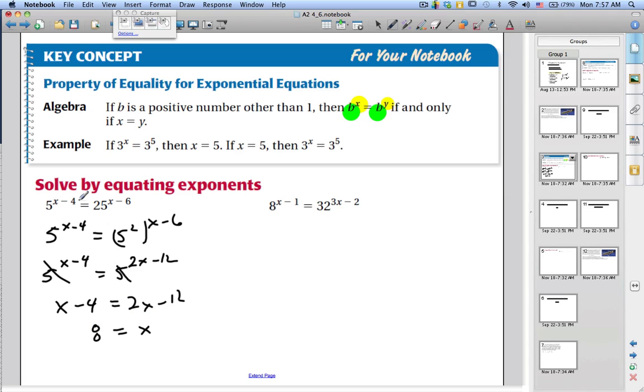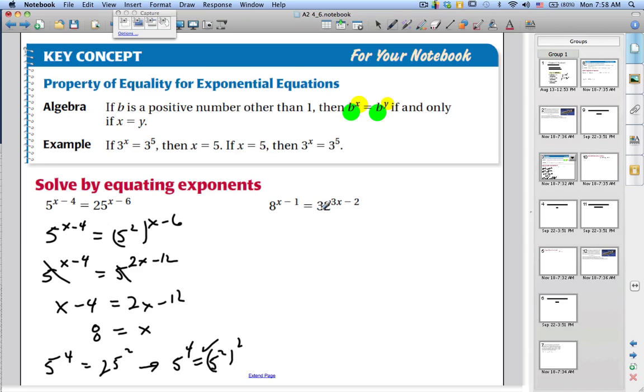Now I'd plug that back into my original equation. This would be 5 to the 4th power, since 8 minus 4 is 4, is equal to 25 to the 2nd power. And again, if we think about 5 to the 4th being equal to 5 squared to the 2nd power, when I multiply these exponents, I'll get 5 to the 4th is equal to 5 to the 4th. So that checks out.